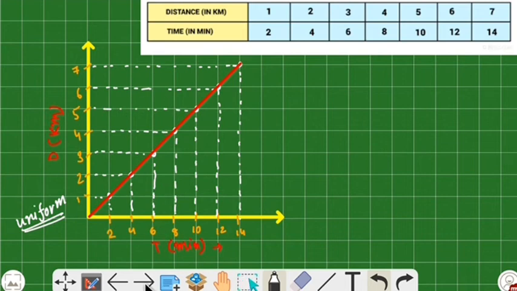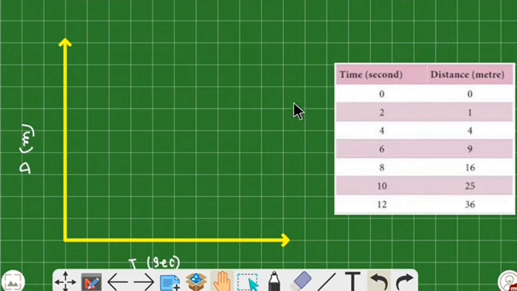Let's see the next graph. Now students, here you can see in this graph we are going to plot this data. We are going to plot the distance time graph according to this data. Here you can see the time and distance data are given in second and meter respectively. So we have written here meter and second, the units. Now see, the first values are 0 0, so the 0 0 point is here. Okay, next point is 2 1, that means time 2.